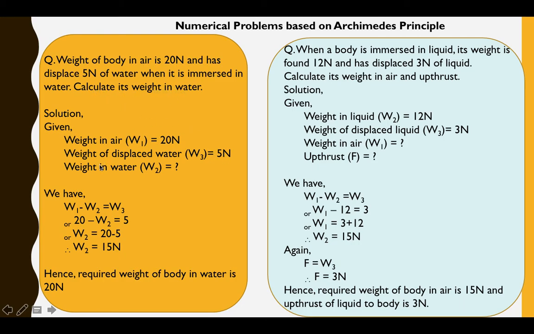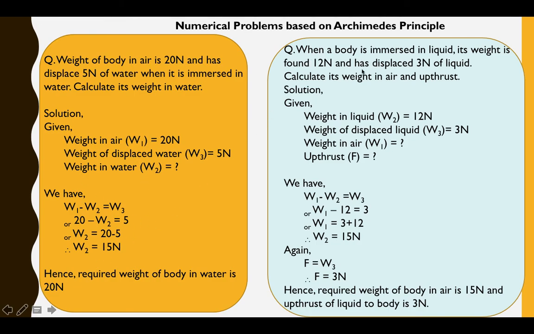Weight in water, which we always symbolize by W2. According to the formula, W1 minus W2 equals W3. W1, weight in air, is given as 20, minus W2, which is asked, equals W3, which is given as 5. If we do the calculation, W2 comes to 15 Newton. That means the weight of the body in water is 15 Newton. So this is one model of numerical.